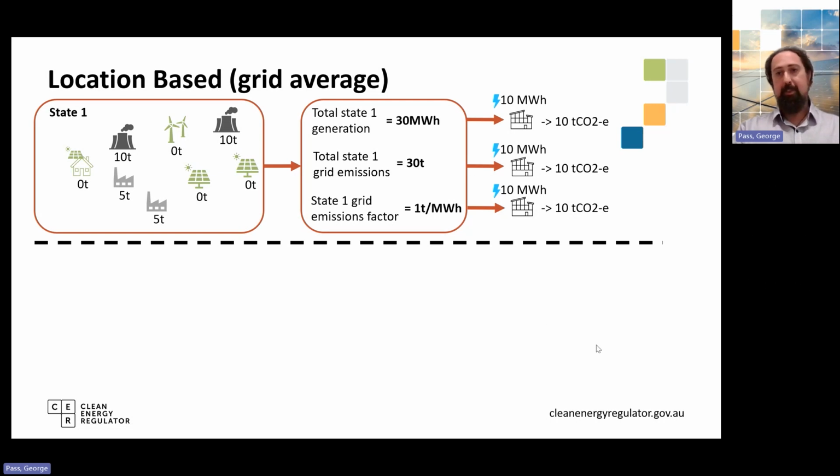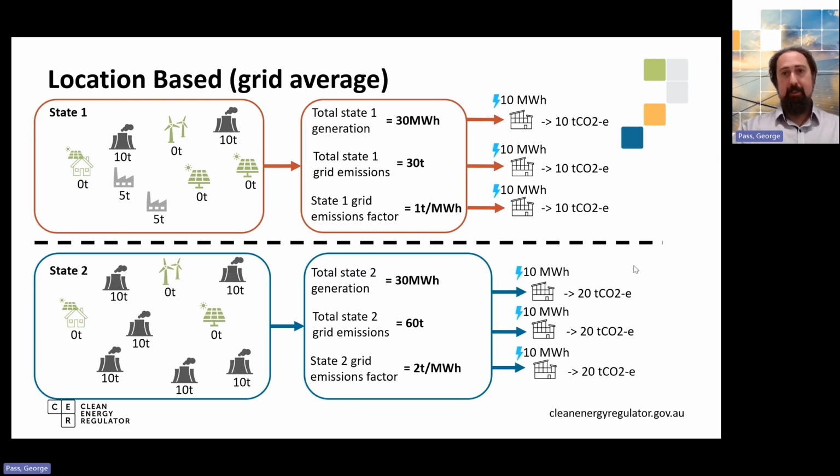In this example, State 1 has a mix of renewables, coal and gas generation, producing 30 megawatt hours of electricity and emitting 30 tonnes of carbon dioxide equivalent. The average emissions intensity in the state is therefore 1 tonne of carbon dioxide equivalent per megawatt hour. Companies using grid electricity in State 1 therefore report 1 tonne of carbon dioxide for every megawatt hour they consume.